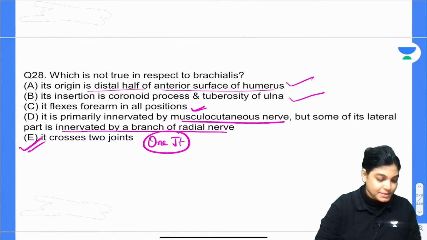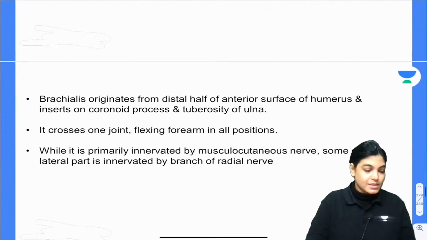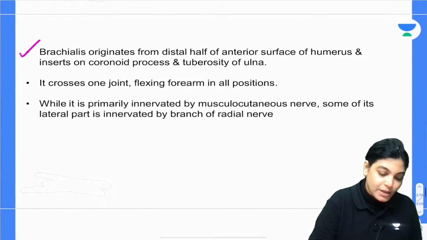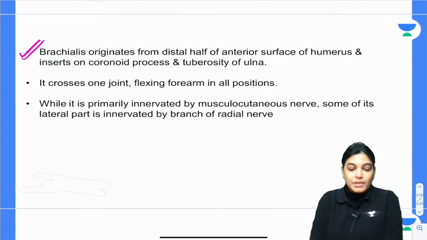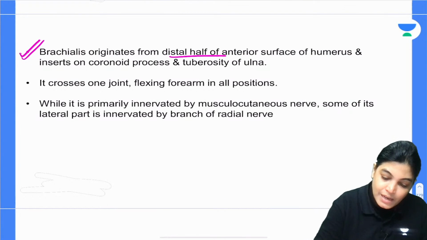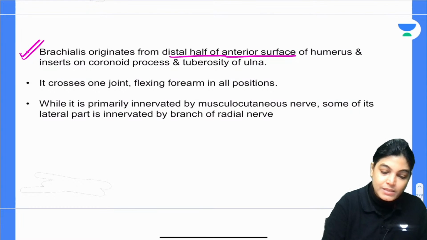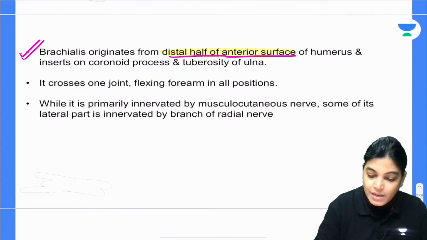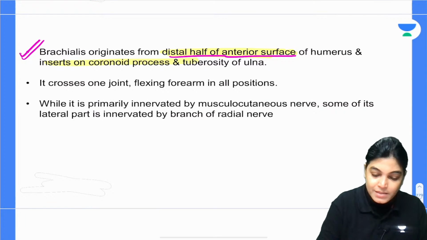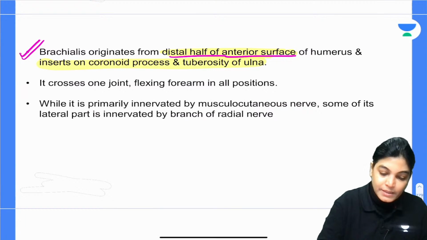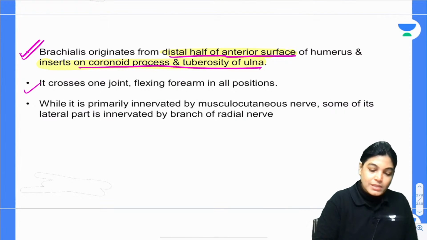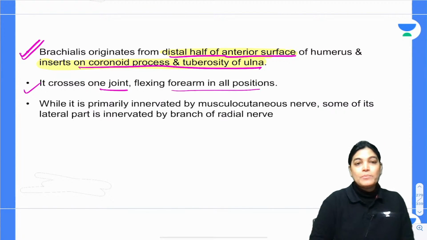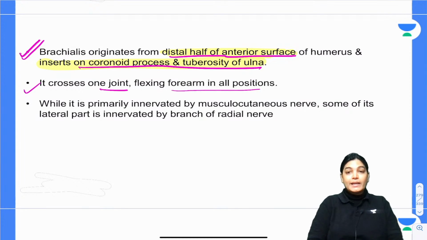Okay, so yes. Now let me give further explanation. When I am talking about the brachialis muscle, it is one of the muscles of the anterior aspect of the arm. It originates from the distal half of the anterior surface of the humerus and inserts into the coronoid process or tuberosity of the ulna. Now it crosses one joint and flexes the forearm in all positions.